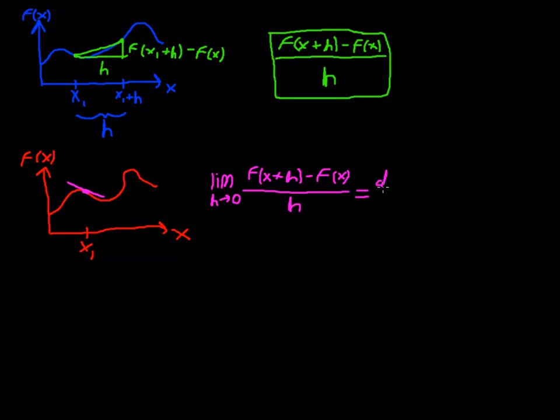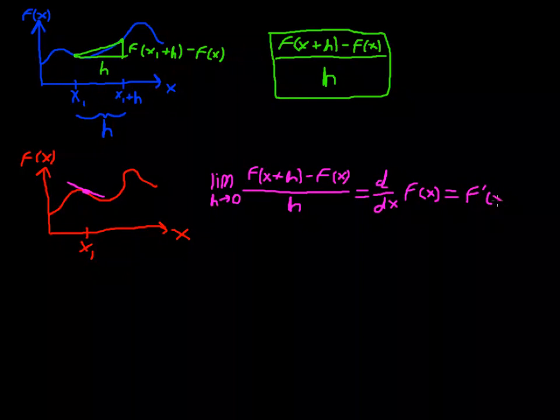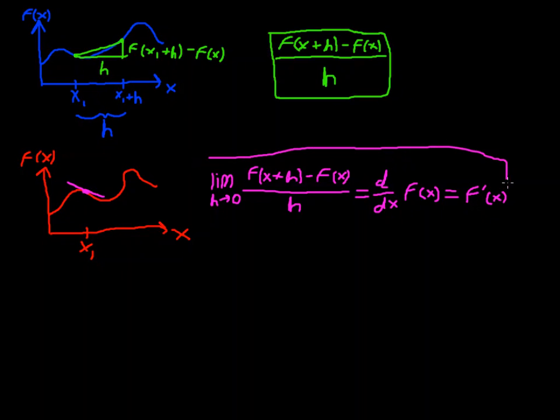So it's d by dx. This is how we denote the derivative of f of x. That's all the derivative is, just the instantaneous rate of change. And we can also, as a shorthand, call this f prime of x. F prime of x. And this prime is sort of like an apostrophe. It looks like that. And this is our definition of the derivative.